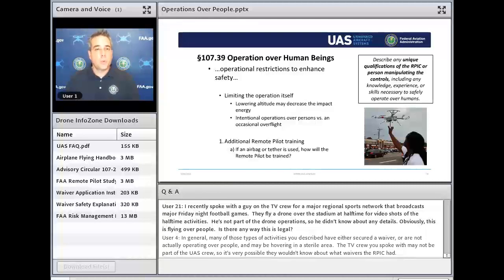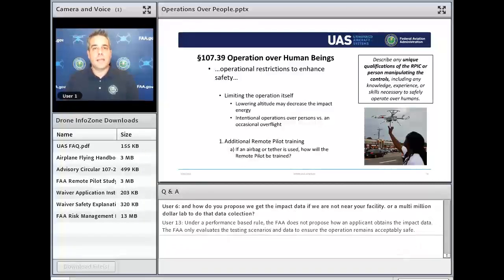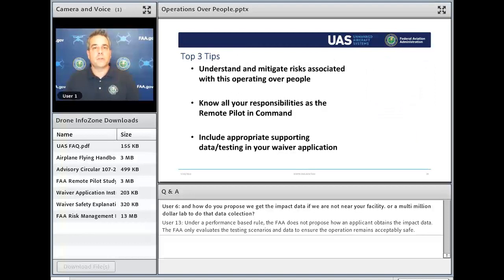So that is something that you could put into your application: as the norm, I'm not going to be flying over people, but I need to have my UAS stay on station if somebody happens to walk underneath it. What about additional remote pilot training? For example, if you're using an airbag or a tether and there are certain procedures that must be followed, or there are certain limitations associated with that operational restriction, how are you ensuring that the remote pilot in command or the person manipulating controls is trained on that equipment? Do they understand the limitations? Do they know how to use it effectively in a worst case scenario to avoid that higher risk or the more severe injury for operating over someone?